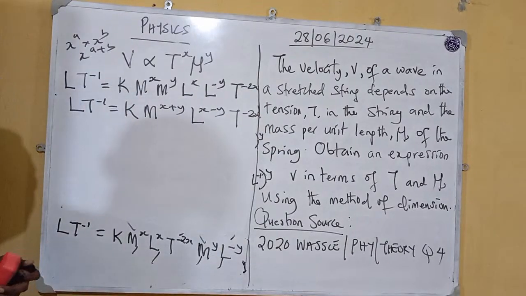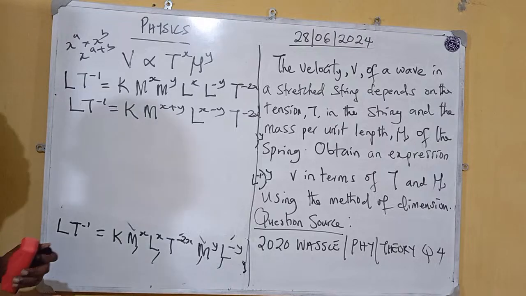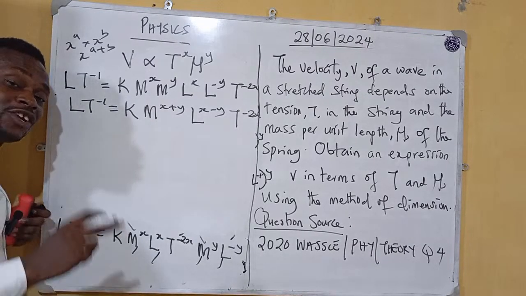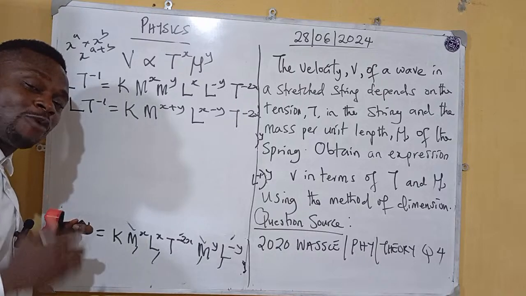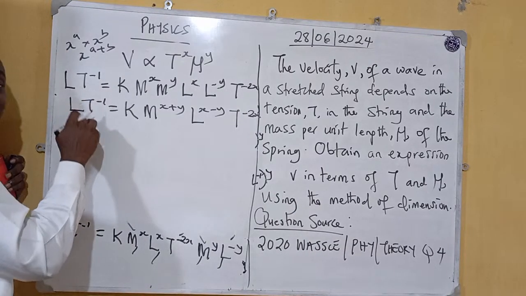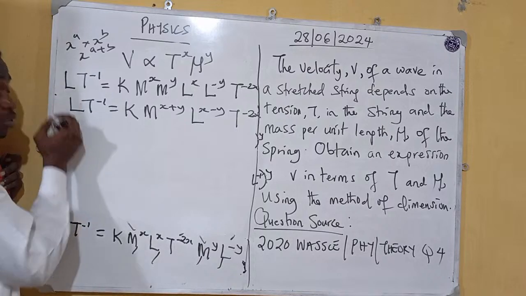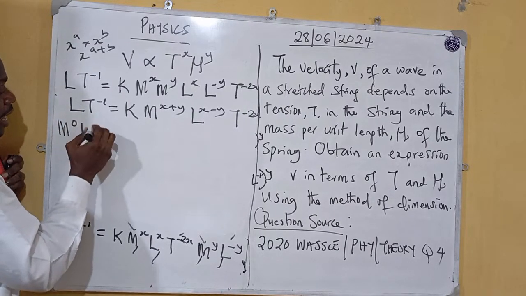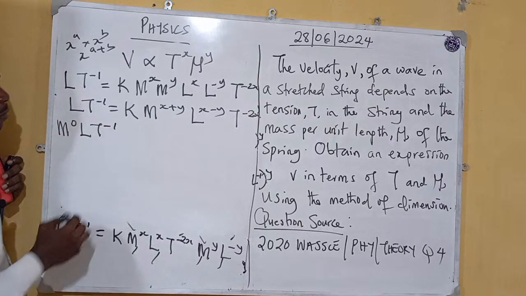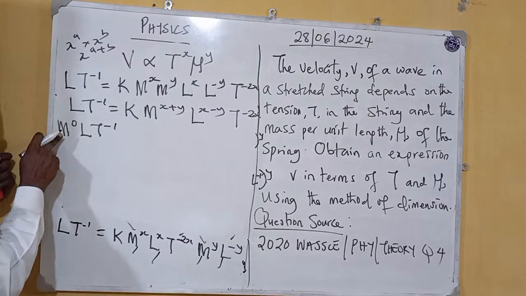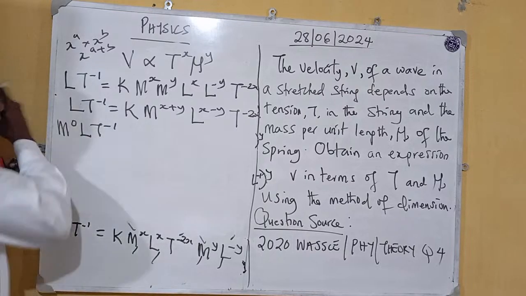We have arrived somewhere now. So there is M here, but there's no M here. Remember, any number raised to power 0 is 1, and 1 times this thing will give you the same thing. So we can confidently introduce M raised to power 0 here. So we have M raised to power 0 LT raised to power minus 1. Remember, M raised to power 0 is 1.